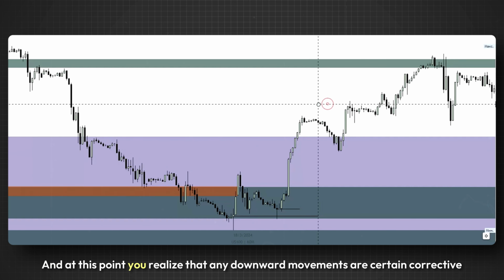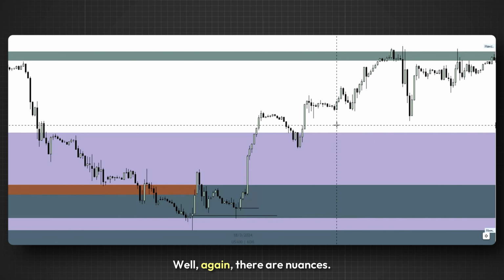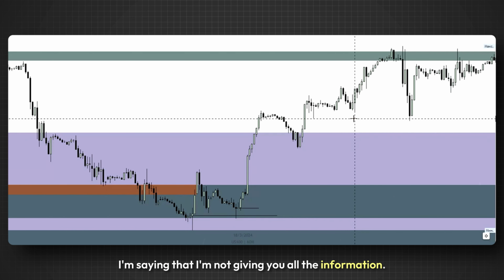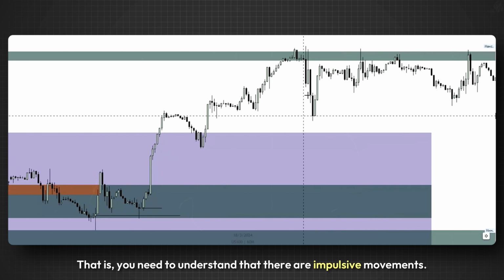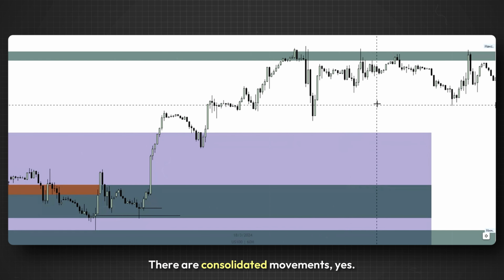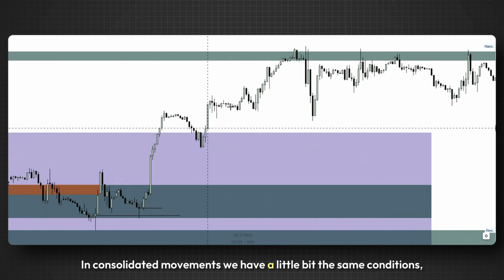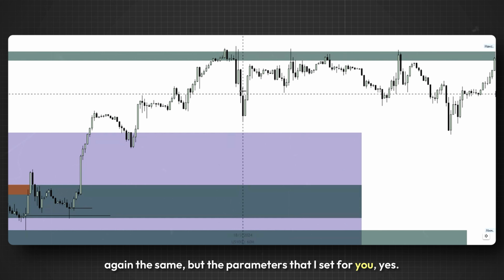And at this point, you realize that any downward movements are certain corrective movements. Again, there are nuances. I'm saying that I'm not giving you all the information. You need to understand that there are impulsive movements and there are consolidated movements, like for example here, and it all needs to be understood. In consolidated movements, we have a little bit the same conditions, but with the parameters that I set for you.